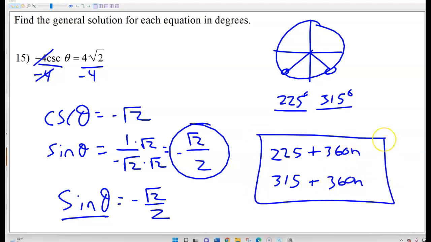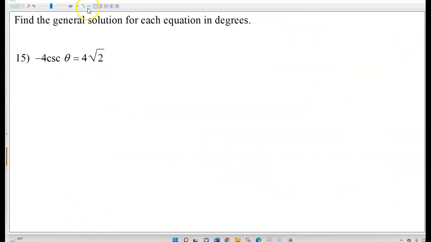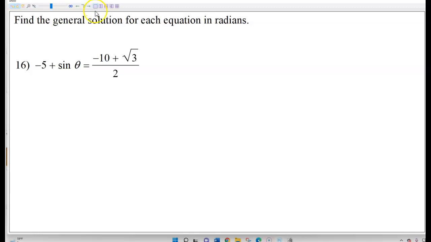And these are the formulas we could use to generate any number of solutions possible. All right. Let's go ahead and move on to number 16. Here's another one, just another general solution question. But this time there is a difference. They want us to write the answer in radians.